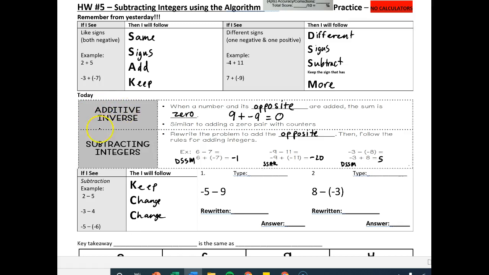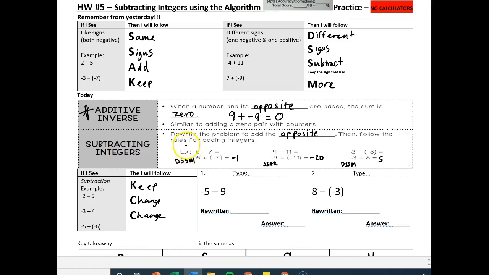So first, the additive inverse. This is an important vocab word. Make sure you understand it. Definitely a quiz-worthy or test-worthy question. When a number and its opposite are added, the sum is 0. Like 9 plus negative 9 is 0. A million plus negative a million, 0. It's always the case, all right?